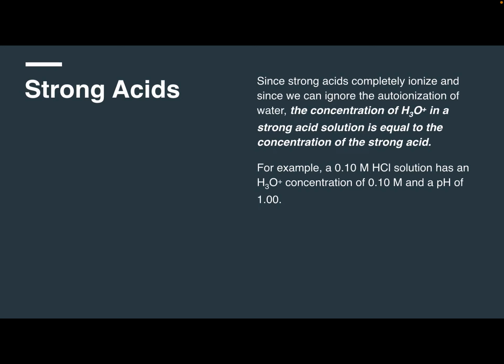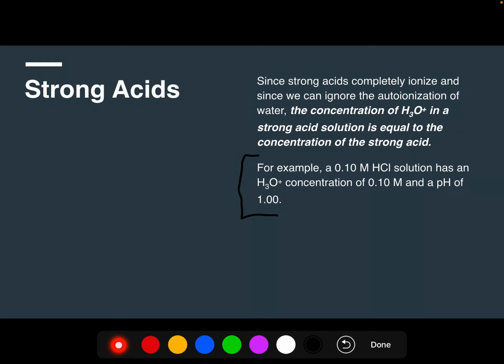Since strong acids completely ionize, that means the hydronium concentration of the strong acid solution will be equal to the strong acid concentration itself. So in this case down here, you have 0.1 molar HCl, so that means essentially you have 0.1 molar hydronium. So take the negative log of that and you'll get a pH of 1. That's all you have to do for strong acids.